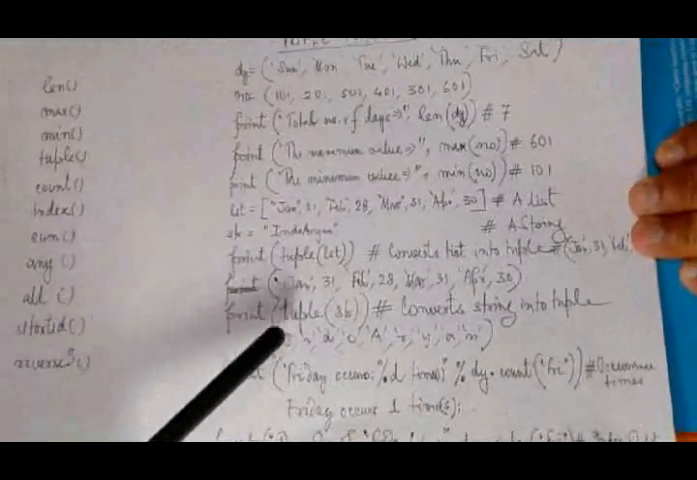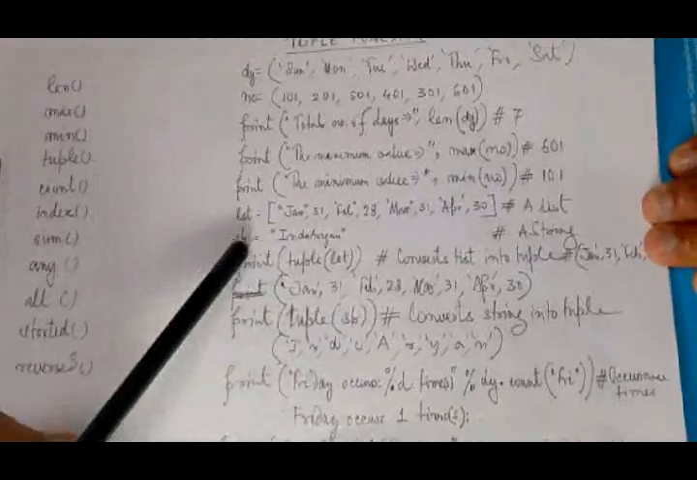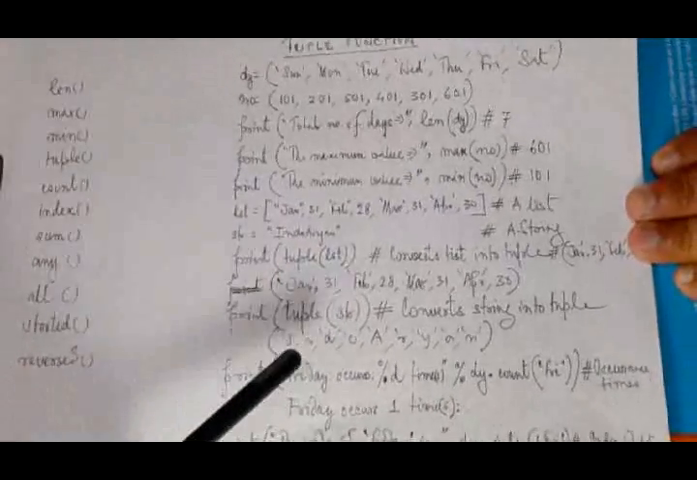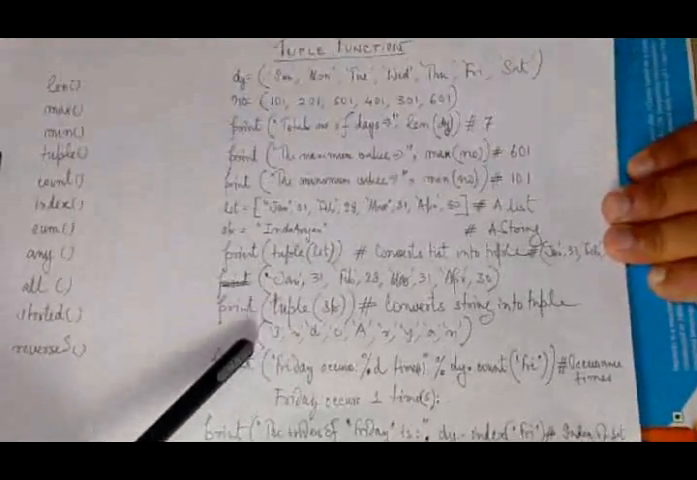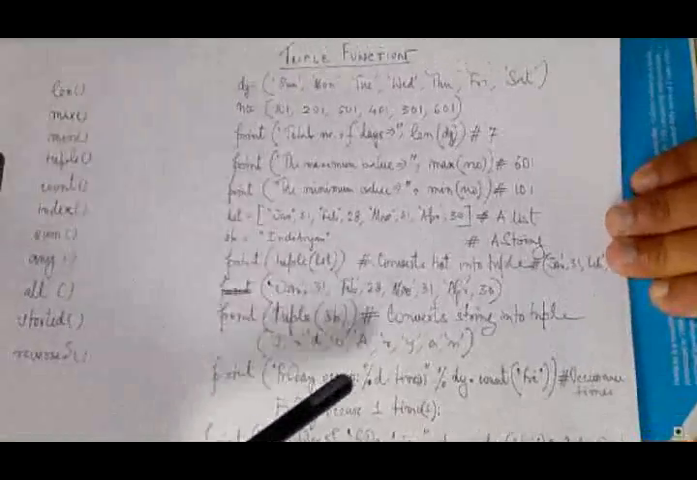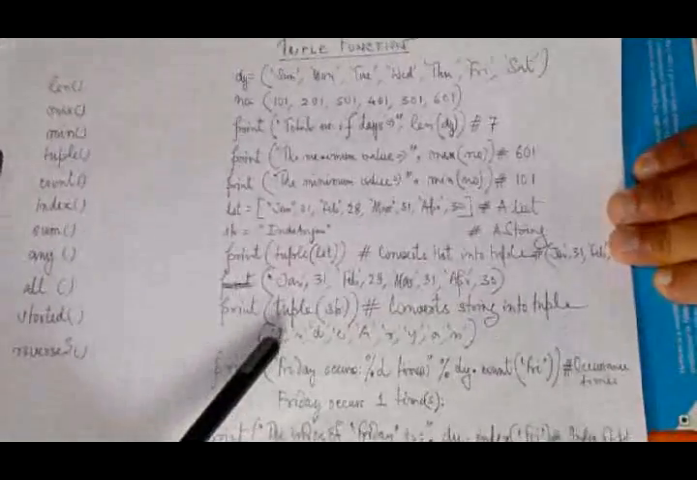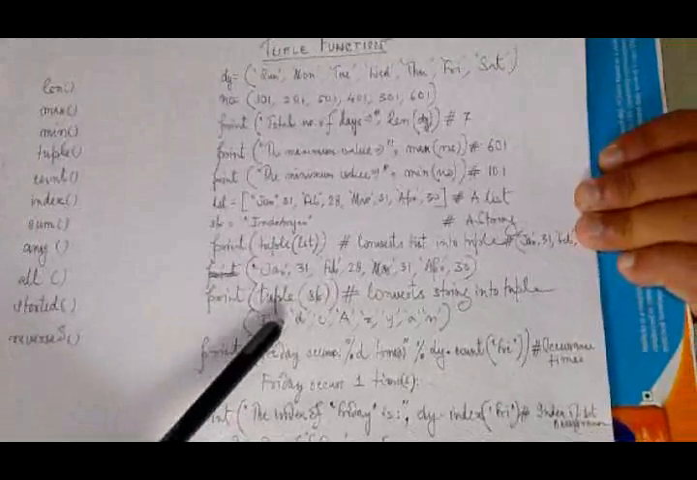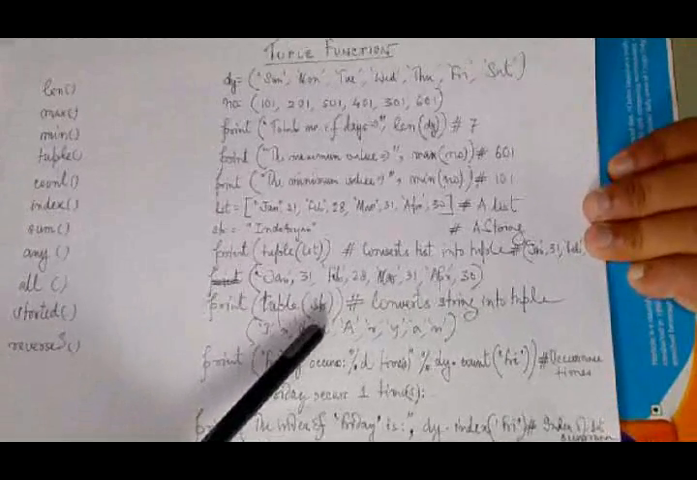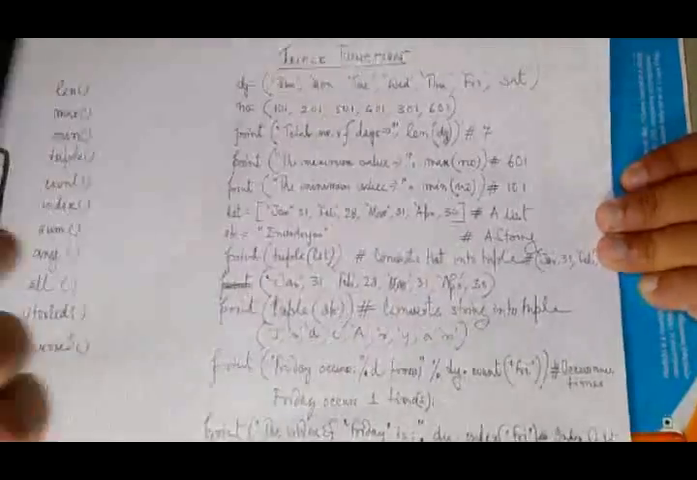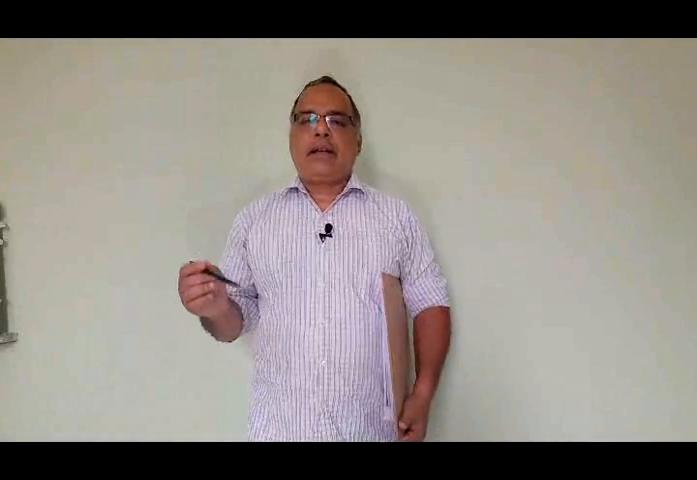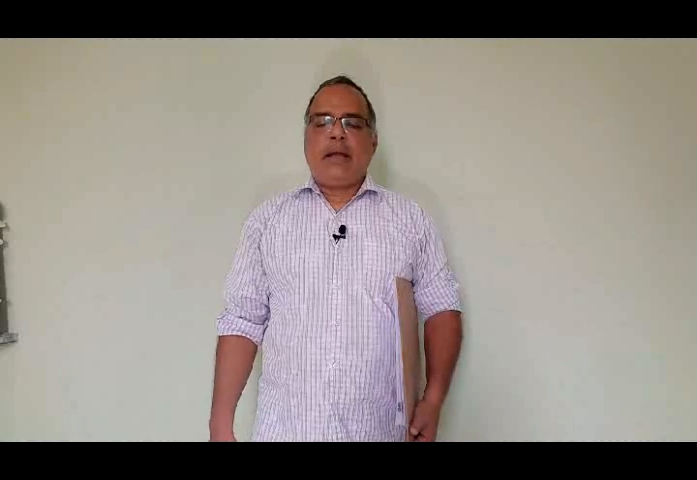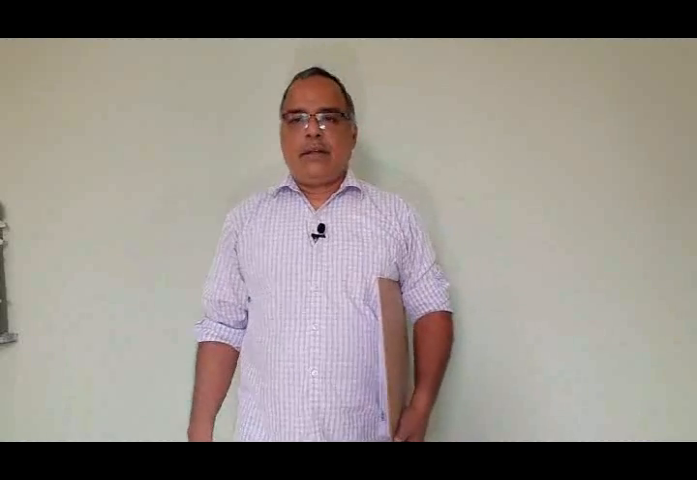Next, print tuple str. The string value is changed into a tuple. Under parenthesis, the output converts the string into a tuple: single quotation I, N, D, O, A, R, Y, A, N. So this string value becomes a tuple character by character. Each character is separated by a comma and each character is under quotation.